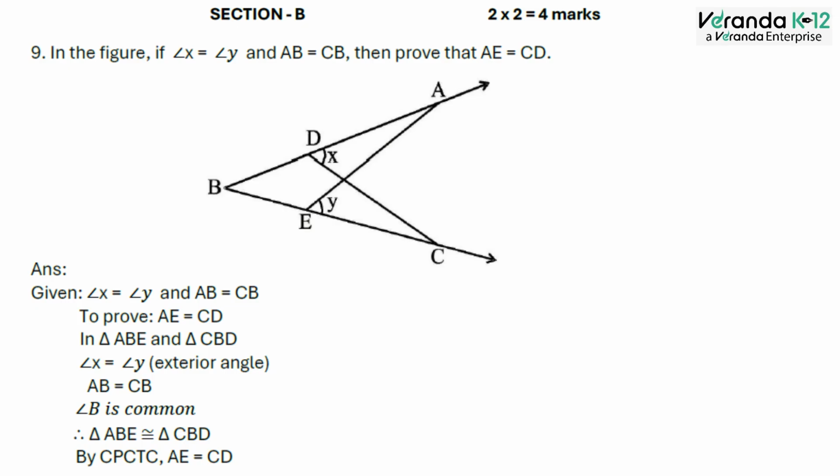Now consider triangle ABE and triangle CBD. If we prove these two triangles are congruent, by CPCT we can tell these two sides are equal. Angle X and angle Y are exterior angles of these triangles, so the exterior angles are equal, then AB and CB are equal and angle B is common. Then by ASA criteria, the triangles are congruent. Therefore by CPCT we can tell AE and CD are equal.